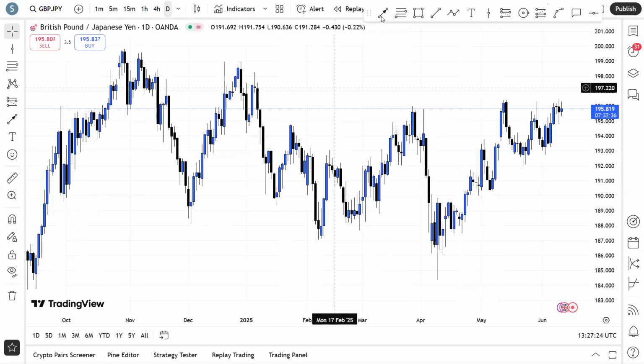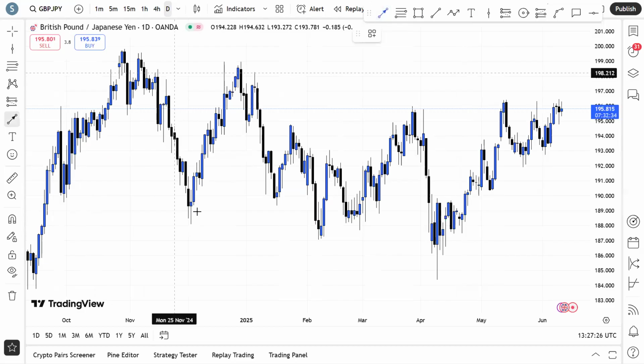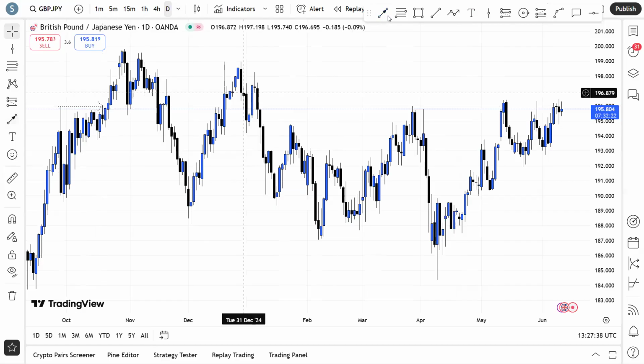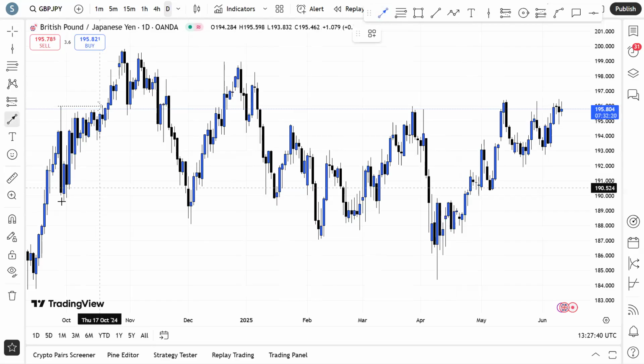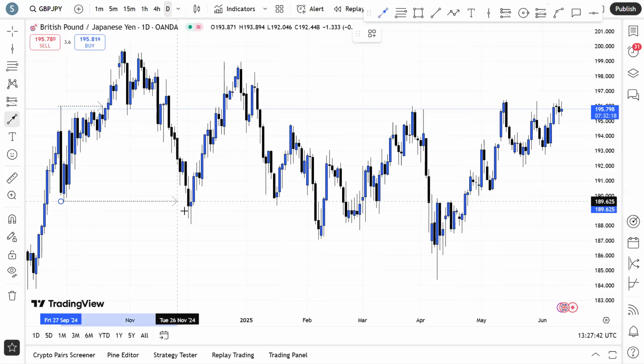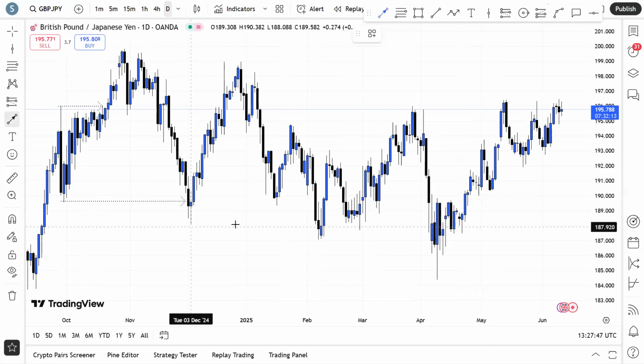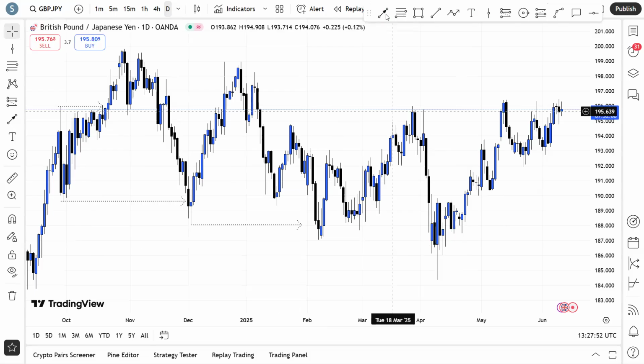So I'm going to analyze from our last break of structure or market structure shift to the downside. In this case, you can see over here we had a break of structure to the upside. Then what do we have here? We have a market structure shift over here. Then another break of structure over here. Then what else? Another break of structure here.